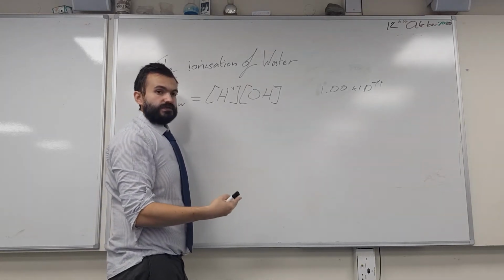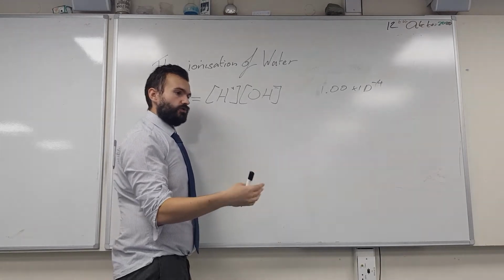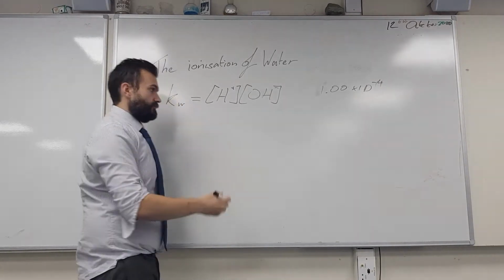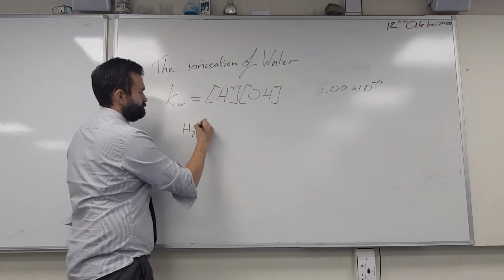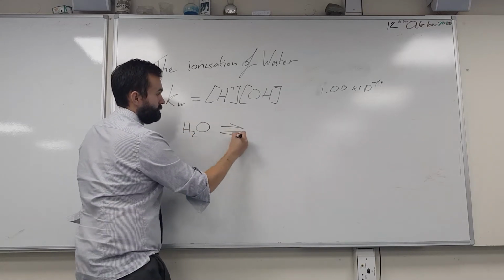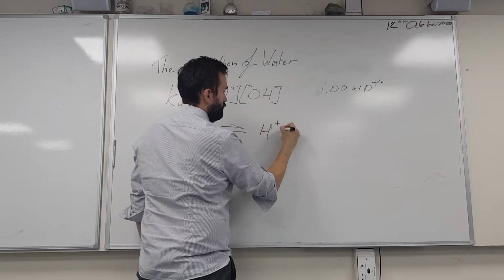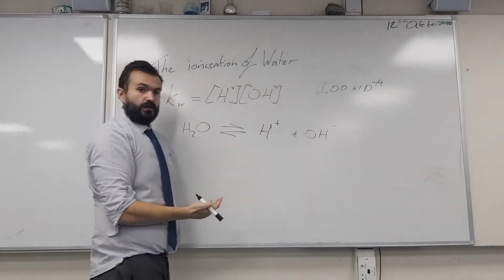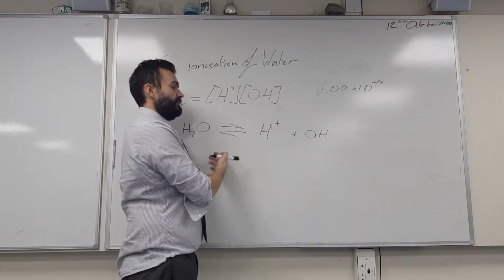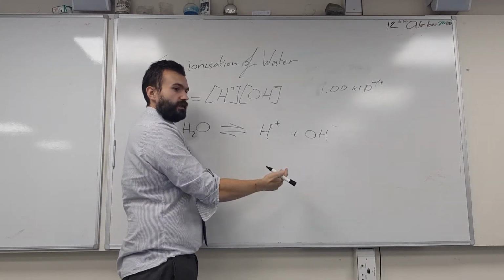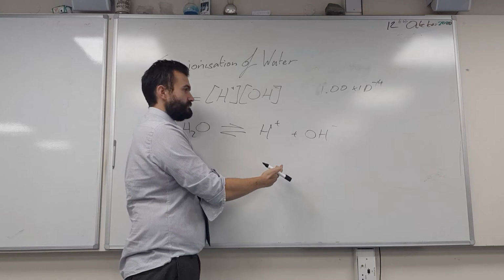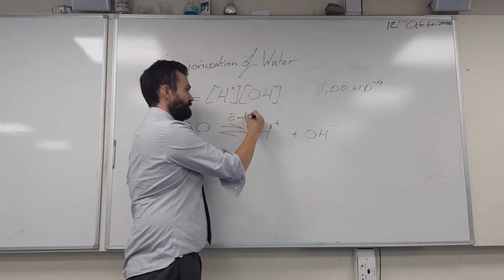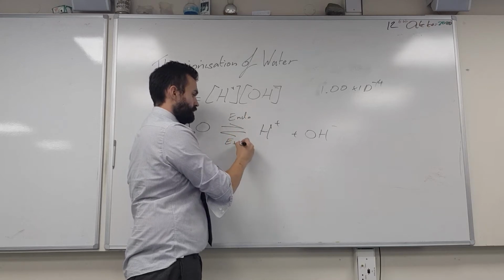Back when you were in year 7, 8, 9, you learned that neutral is pH 7. That's not quite true. If we set up H2O in an equilibrium making H+ and OH-, at this point we are breaking and making bonds. If we're breaking bonds, that is an endothermic process. So this is endothermic, and this is exothermic.